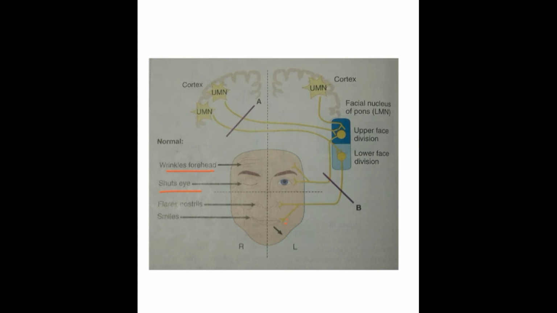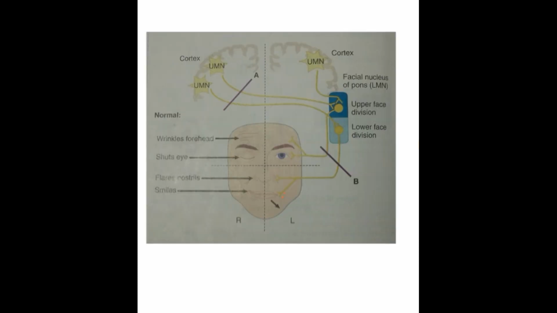But as I said, not all lower motor neurons of cranial nerve 7 receive bilateral innervation. Some of them receive contralateral innervation. So which is that part of the face which receives contralateral innervation? The answer is this part, the lower face, the muscles of nose and mouth, the muscles which help us to flare nostrils and smile, receive contralateral upper motor neuron innervation.